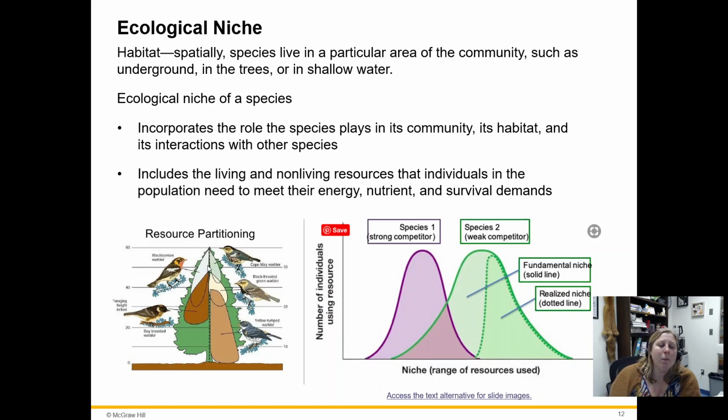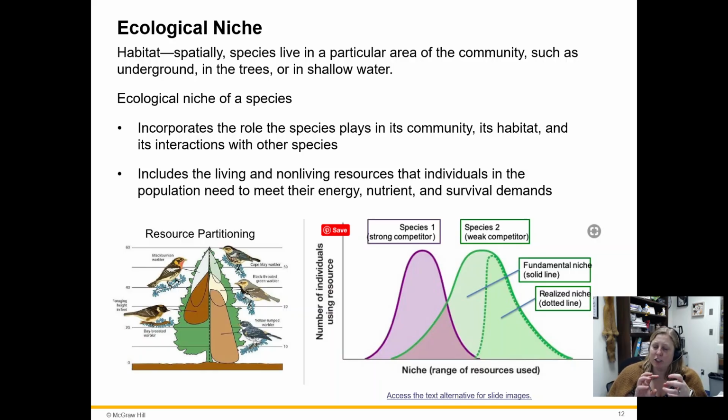That means that the Blackburnian warbler generally uses the outside branches of a pine tree as a food source, whereas the Cape May warbler is in closer to the trunk. But if I remove the Cape May warbler, the Blackburnian warbler will also utilize the spaces near the trunk.